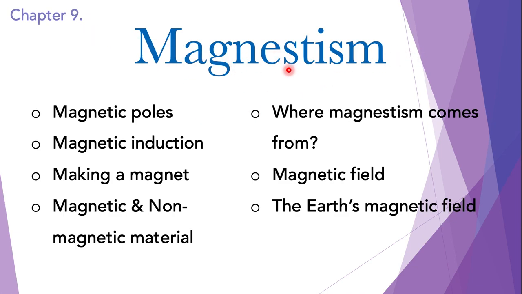In this chapter, we're going to be learning about magnetic poles, magnetic induction, how we make a magnet, magnetic and non-magnetic materials, where magnetism comes from, the magnetic field, and the Earth's magnetic field. As you can see, it's a very small chapter. And after this chapter, we're going to learn the electromagnets. That is going to be the 10th chapter. So let's see what magnetism is.